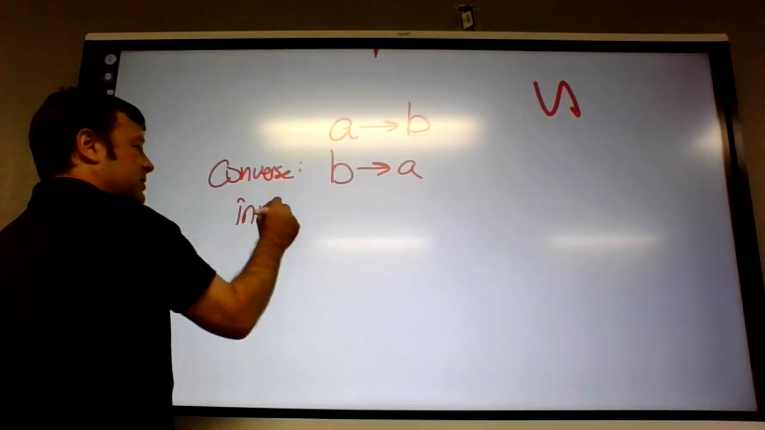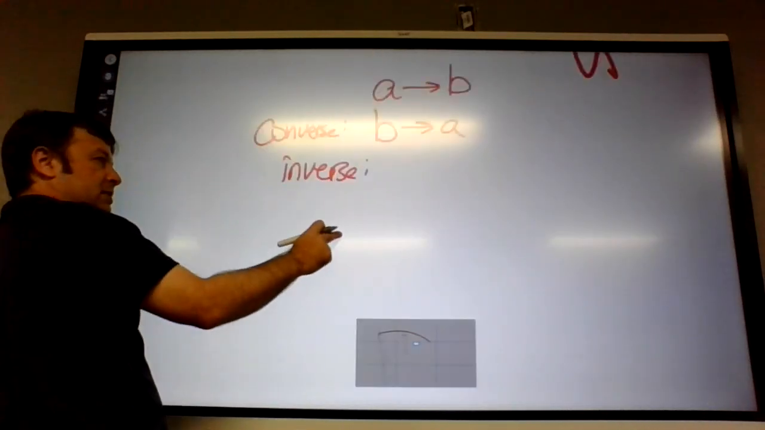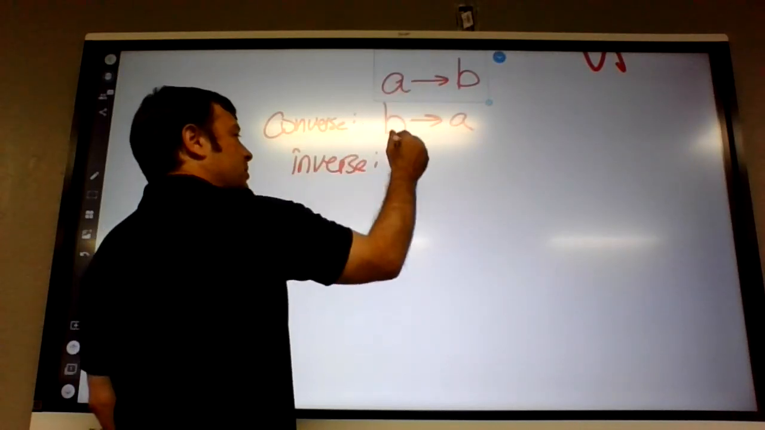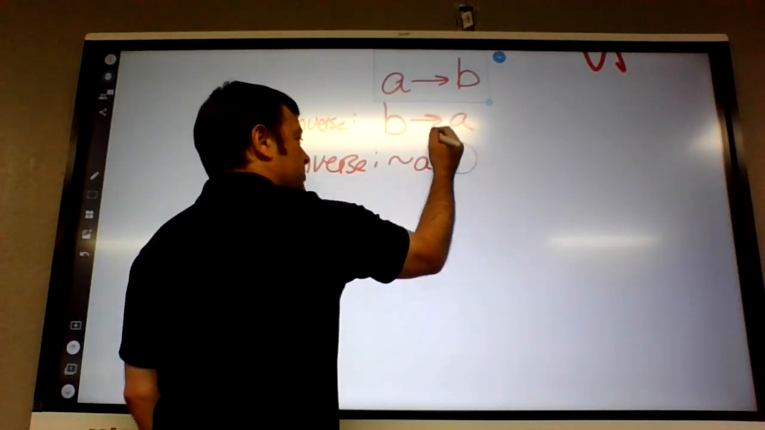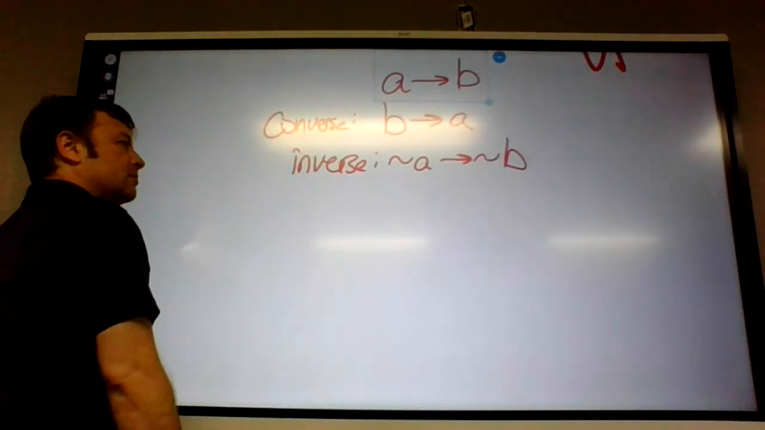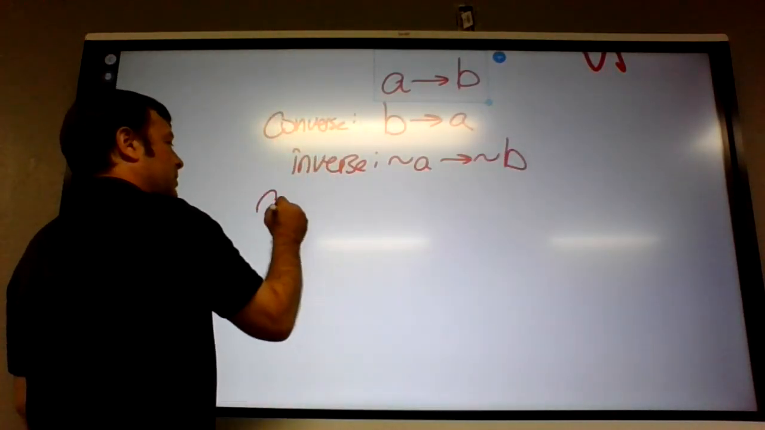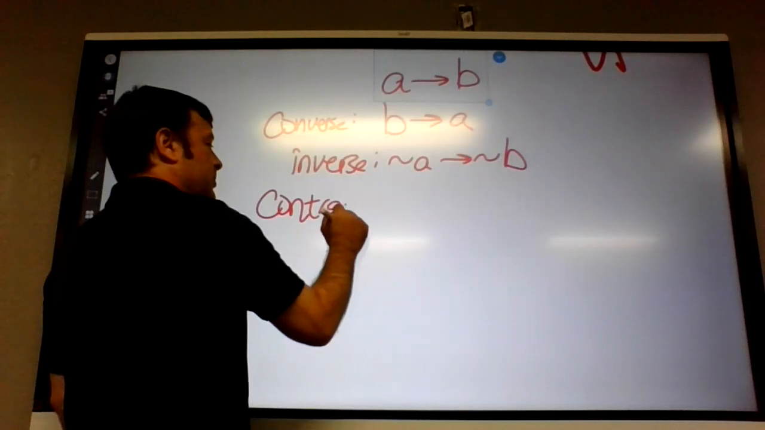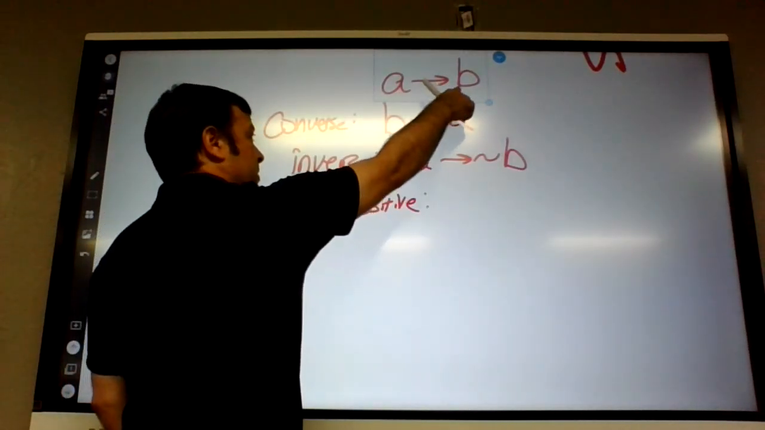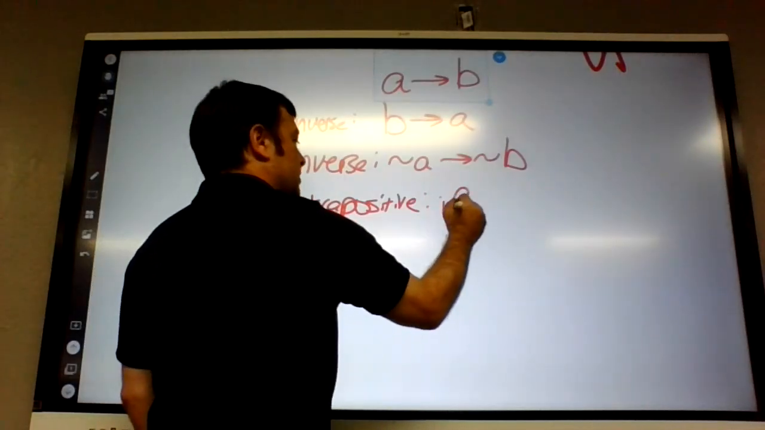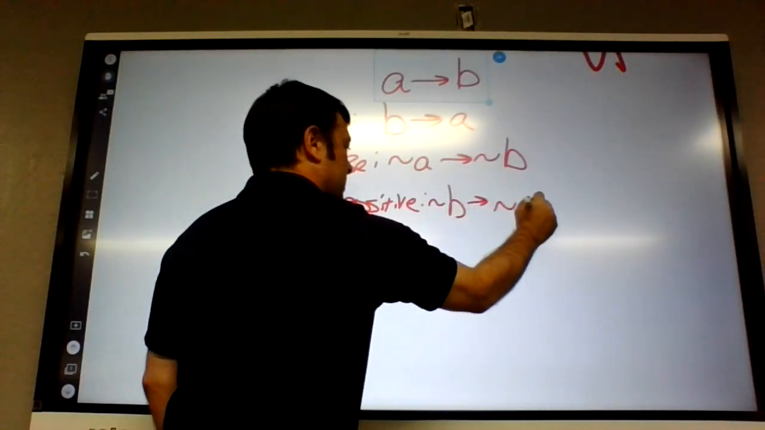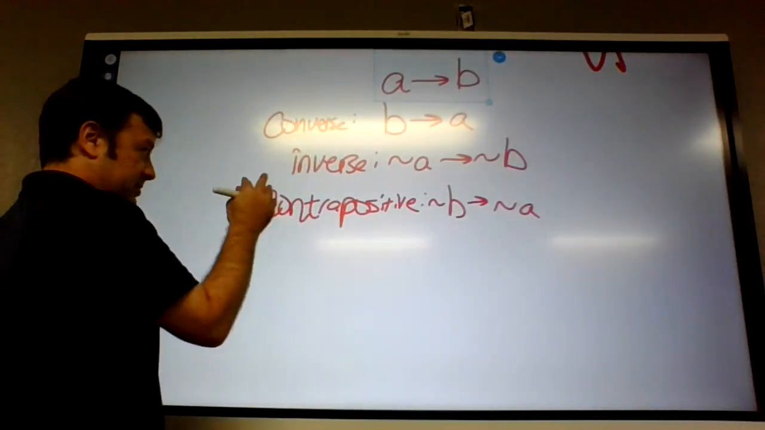How about inverse? What does inverse do? You change it and make them negative? Yeah, negate both of them. So back to the original, it's if not A, then not B. And then the contrapositive is where you do both. You switch the order and negate. So it would be if not B, then not A. Alright, that was from yesterday.